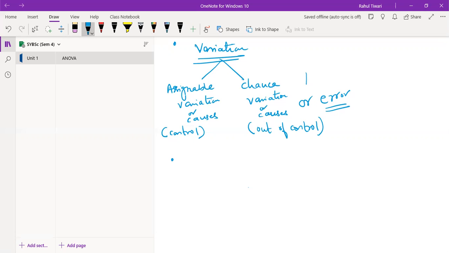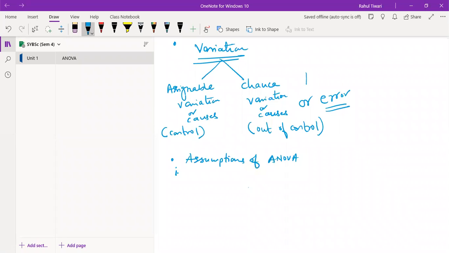But before that, we have certain assumptions which you have to understand. Before performing ANOVA, you must check all three assumptions. So what are the assumptions of ANOVA? Okay, so the first assumption, you need to understand.